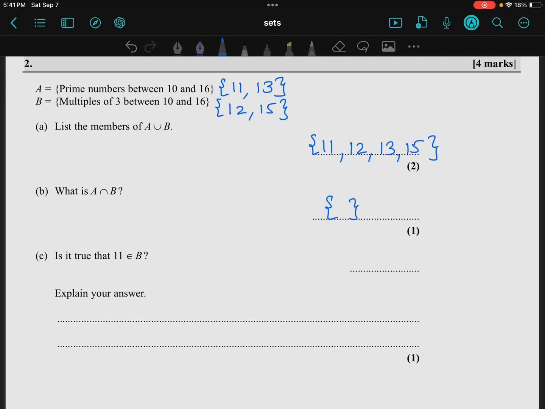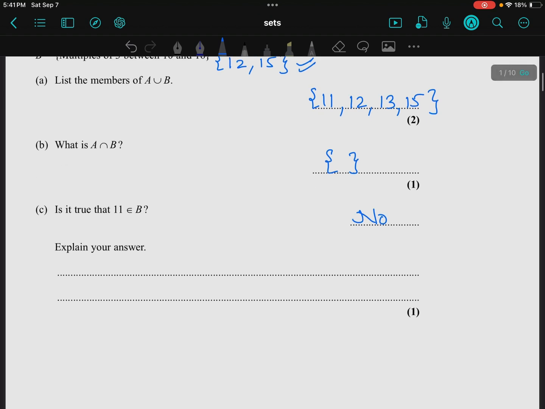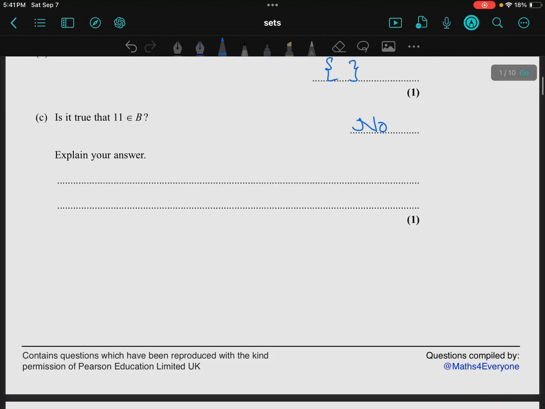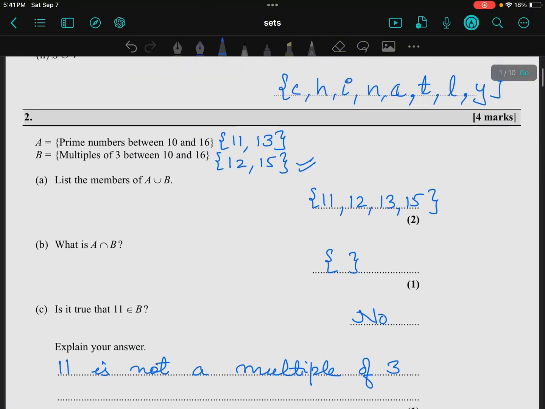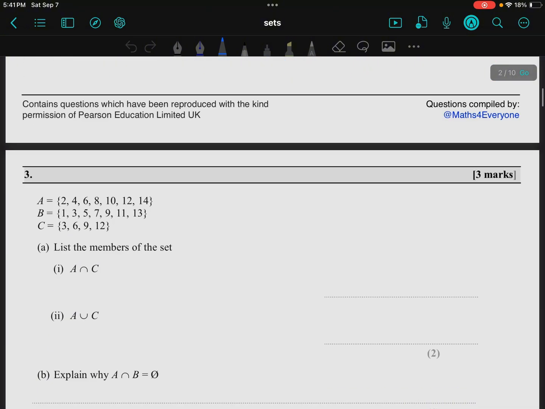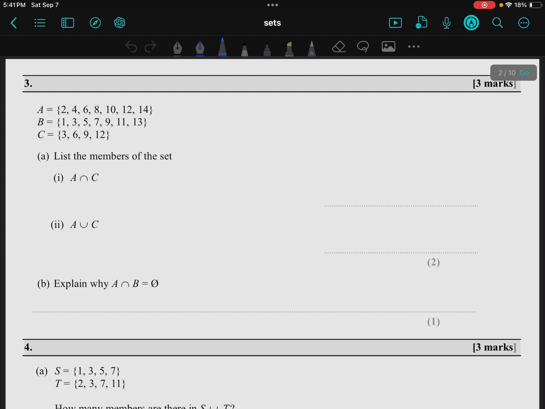Part C, is it true that 11 belongs to B? No. We can see 11 is not there in set B. So, explain your answer. You will write 11 is not a multiple of 3. Because B is a set which has multiples of 3 and 11 is not coming in the table of 3.